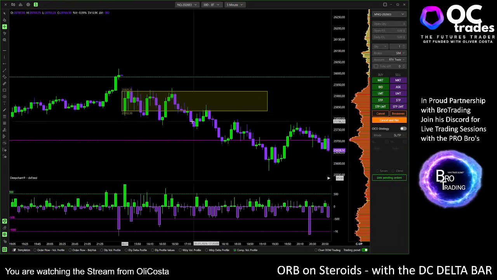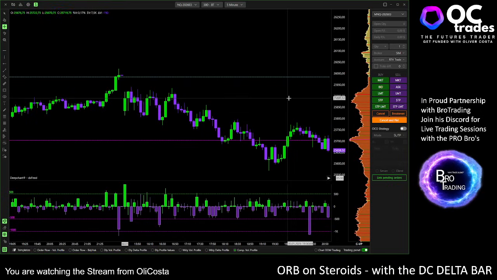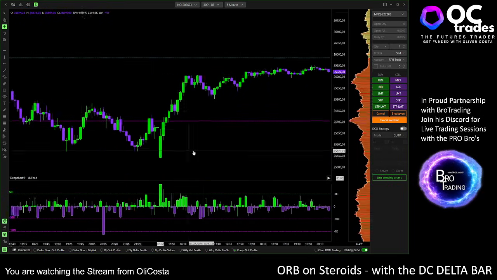If you take a look, every time you get a breakout of this zone, of this ORB, you have to take a look that the delta bars are accompanying that. Go to the next day.